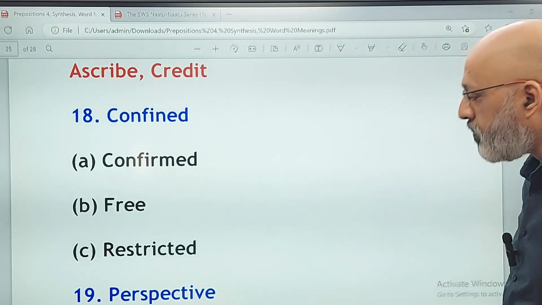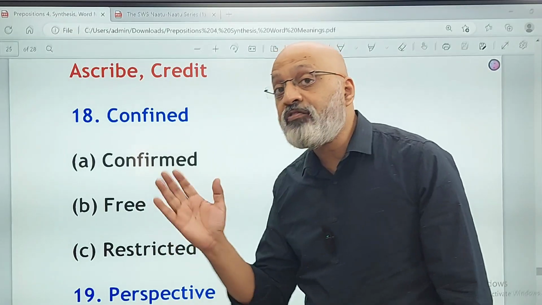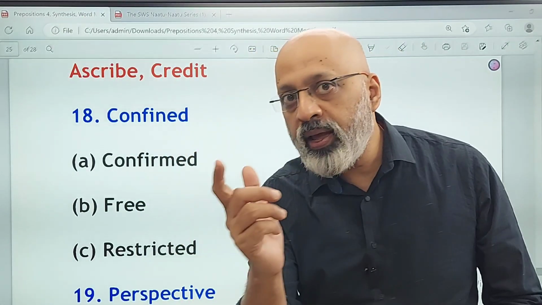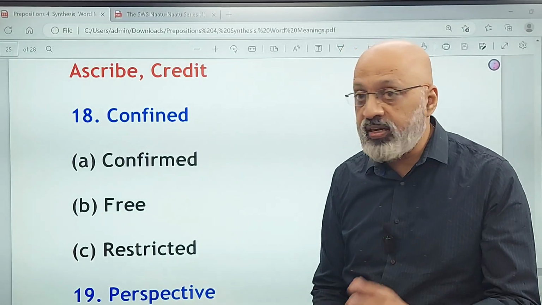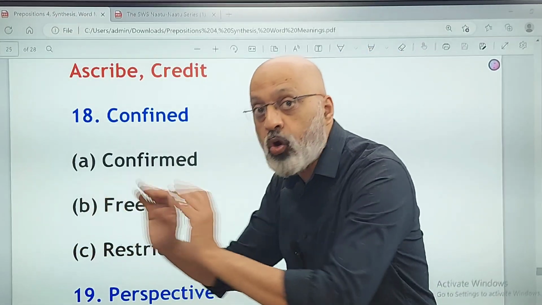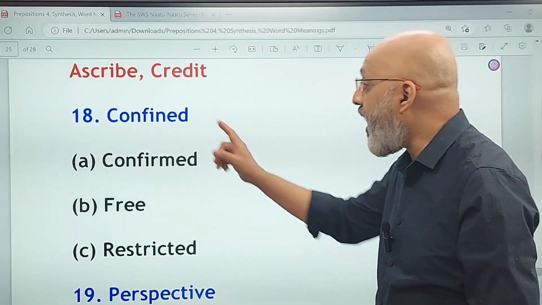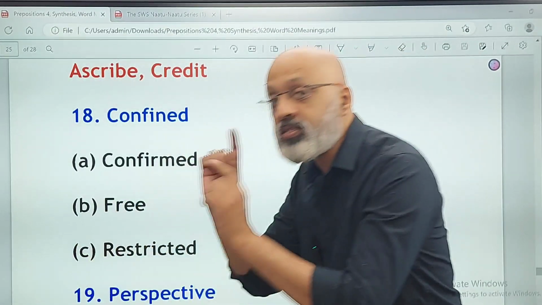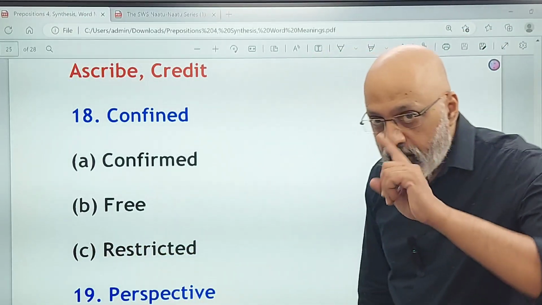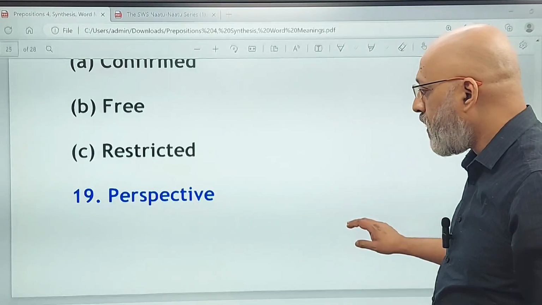Confined, confirmed, free, restricted. Confined, he was confined to the room for 10 days. यानी कि उसको उस रूम में रखा गया था 10 दिन के लिए. So that means it is about restrictions being placed on him, right? He was under house arrest, and he was confined to a single room at his house for 10 days. So restricted. Please also note the prepositions that I am using.